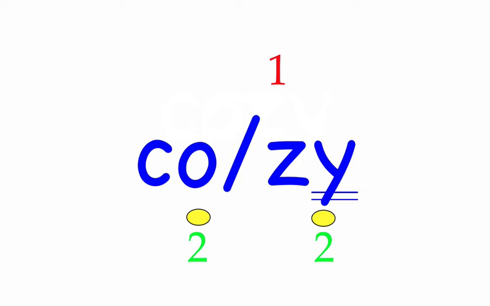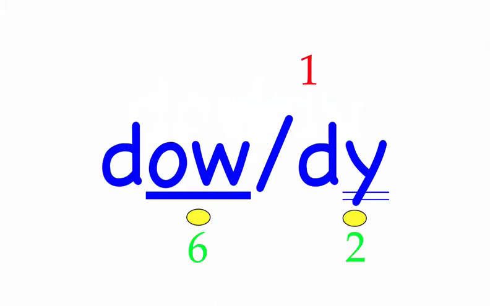Row 4, dowdy. Dowdy. That person dresses in a very dowdy fashion. Dowdy. Dow, 2 sounds. D, ow. D, 2 sounds. D, e. Dowdy. Mark the word. Dowdy.